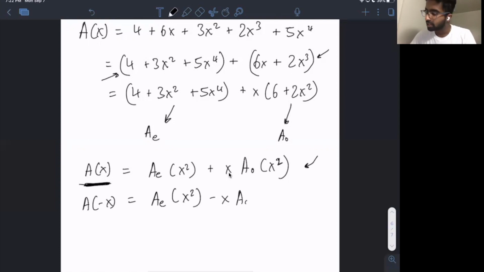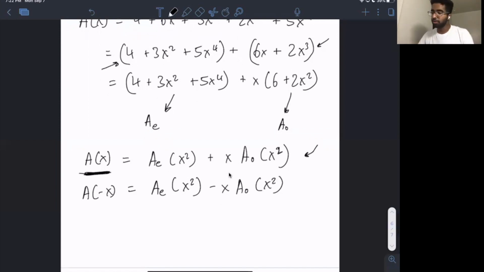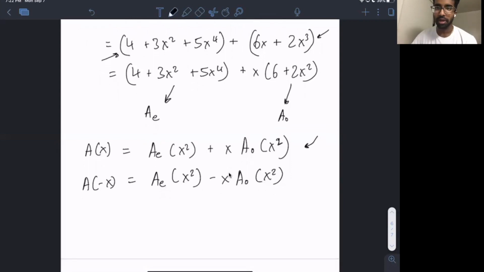And then you have A sub o of negative x, whole squared, which stays as x squared. So now what do you notice here? What you see is that when we plug in the points x and negative x into the same polynomial A, the bulk of the two values are pretty much the same, right? In both the A of x and A of negative x case, we have this term, A sub e of x squared, that's the same, and A sub o of x squared, also the same.